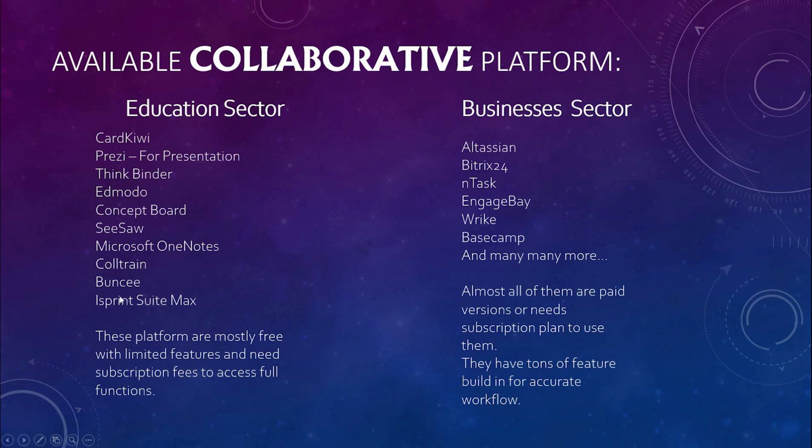These are basically collaborative tools, but they are limited. For example, Cartweek only shows the tasks, and ThinkBinder is basically a whiteboard kind of platform where you can interactively design your ideas and work. Concept Board is the same, and Collatrend is a very effective tool. Above all, iSprint SuiteMax is designed for collaborative platforms only.